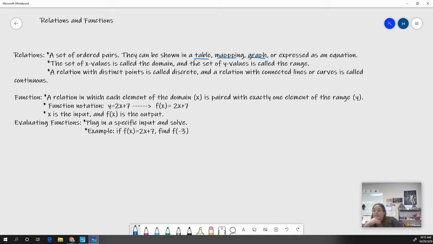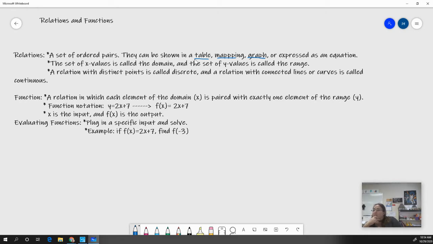The set of X values in a relation. So all of your X values make up what's called the domain. You hear a lot in algebra about domain and range, but really all they are is the domain is all of your possible input values or your X's, and the range is what all of your possible Y values can be, right? Or your outputs.